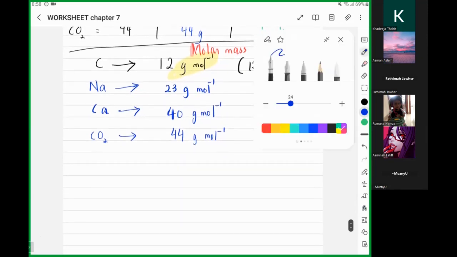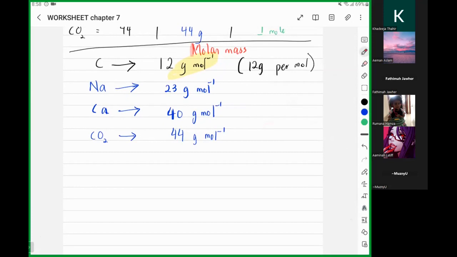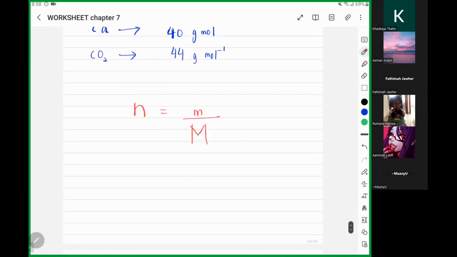Now, finally, we're coming to the last theory part of this lesson, which is this equation: n equals m over M. I'll explain this. n, meaning number of moles, is equal to the mass of a substance divided by the molar mass of that same substance. Right? This equation you need to know.